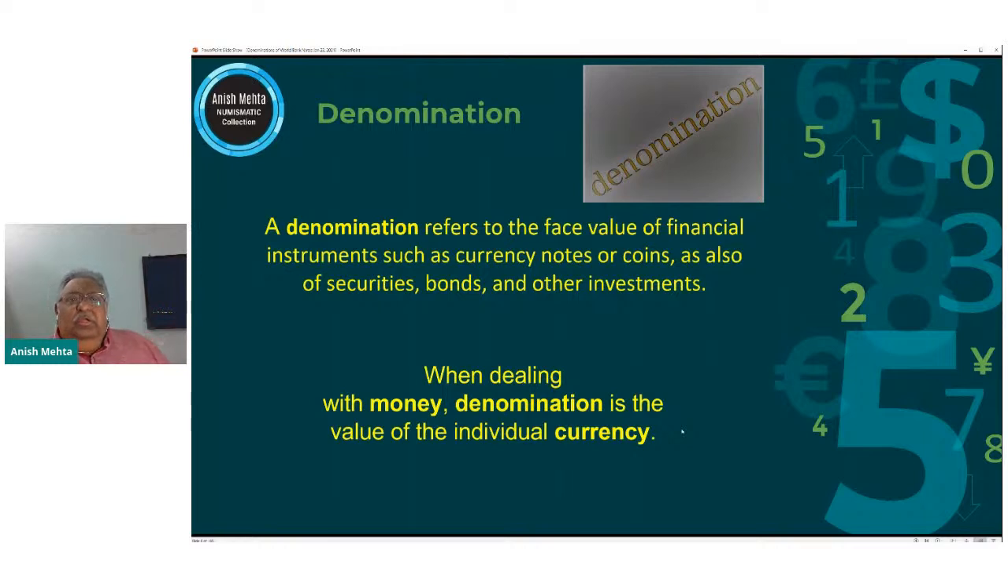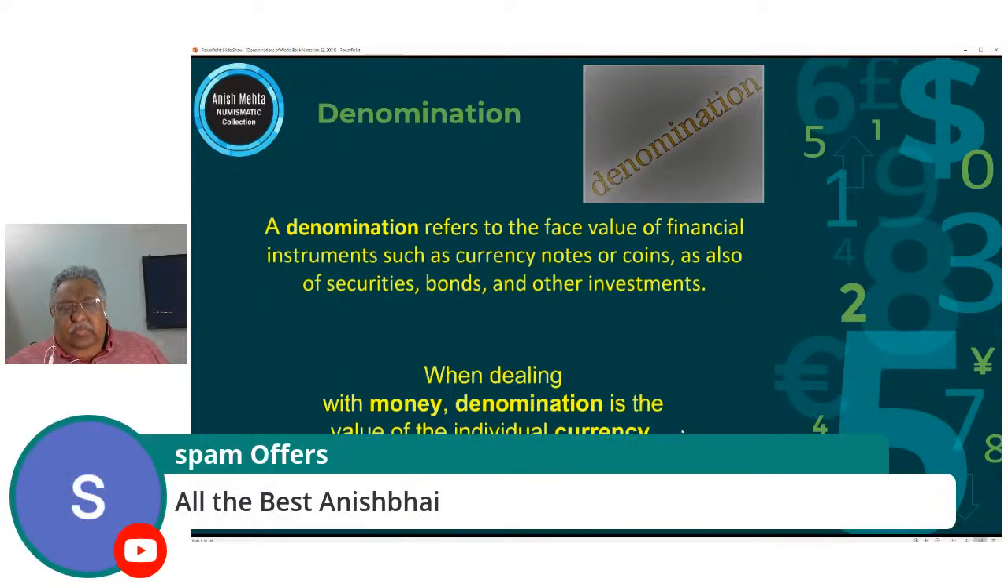Denomination. Denomination, as a definition, refers to the face value of financial instruments, which could be currency notes, coins, securities, bonds, or other investments. When you deal with currency or money, denomination is the individual value of the currency.